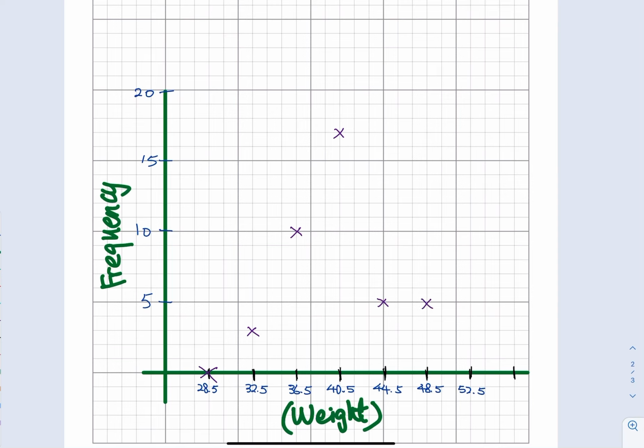And then how about 52.5? Nothing, because that's the ending. So those are all the crosses that you have. And how we end the question is by drawing the lines to it. Okay, that's the broken line graph.